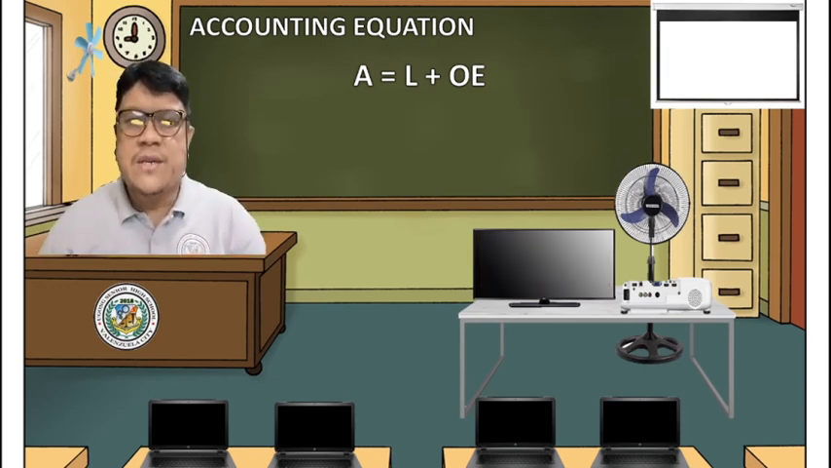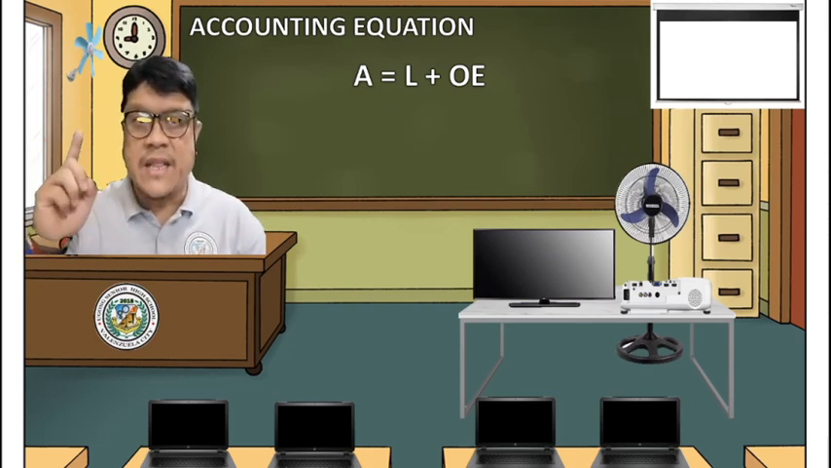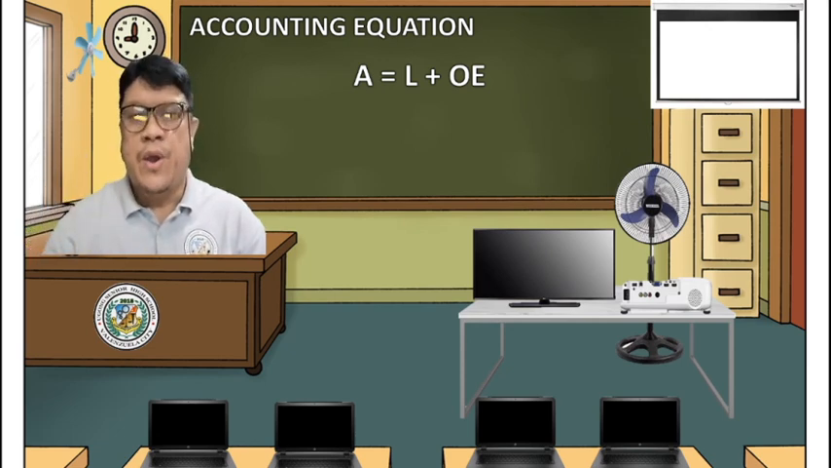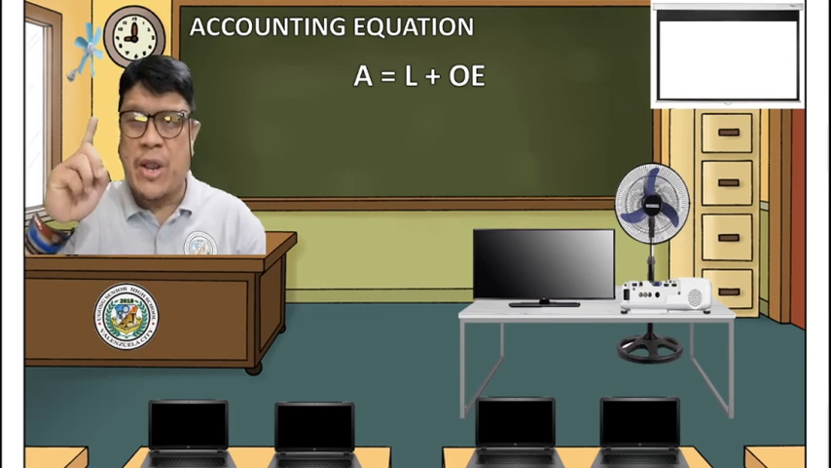In today's lesson, we discussed and understood the use of accounting equation, represented by the equation asset is equal to the totals of liabilities and owner's equity. We also discussed the different kinds of assets, liabilities, and accounts found on owner's equity. We solve and apply the use of accounting equation.